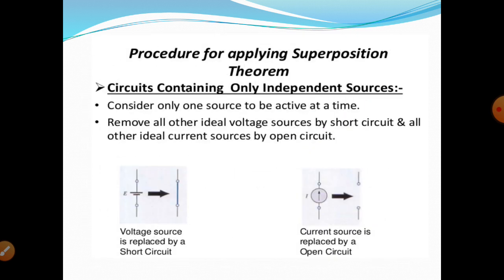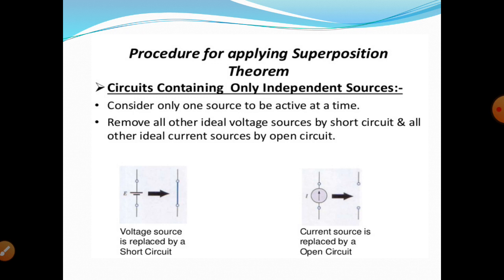Next is the procedure for applying the superposition theorem. The first important thing is that the circuit contains only independent sources, like voltage sources or current sources. Consider only one source to be active at a time, which means the remaining sources are inactive.